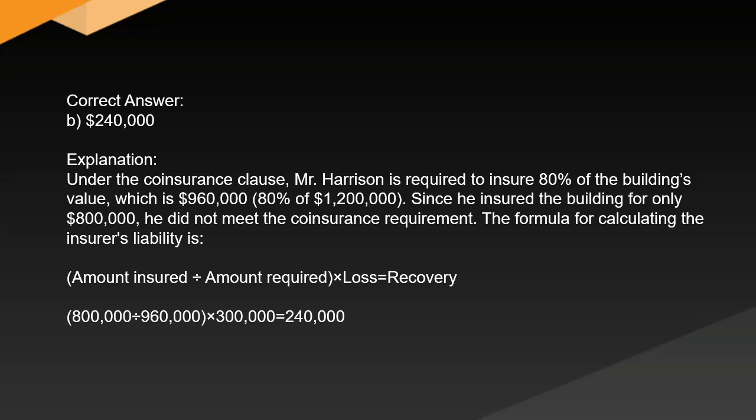Correct answer: B. $240,000. Explanation. Under the coinsurance clause, Mr. Harrison is required to insure 80% of the building's value, which is $960,000, 80% of $1,200,000. Since he insured the building for only $800,000, he did not meet the coinsurance requirement. The formula for calculating the insurer's liability is.